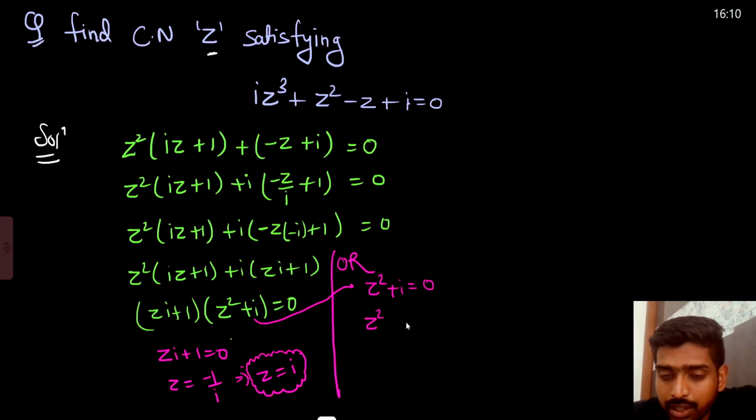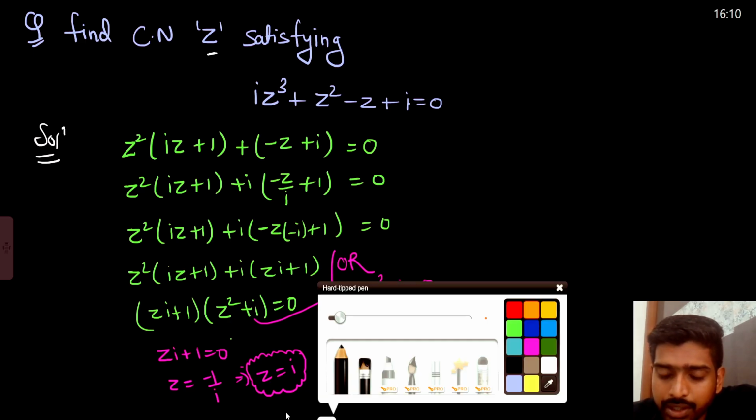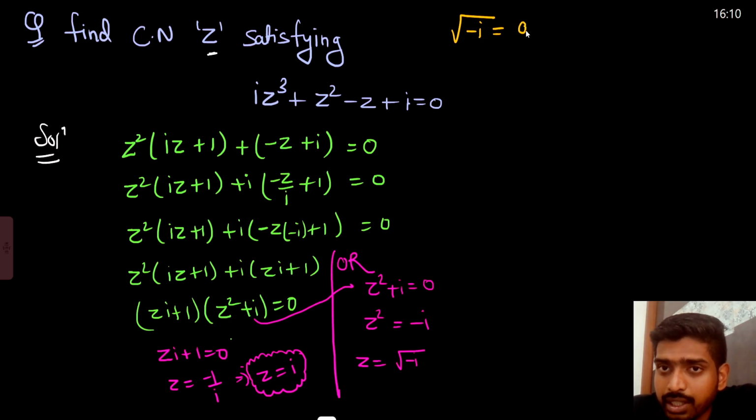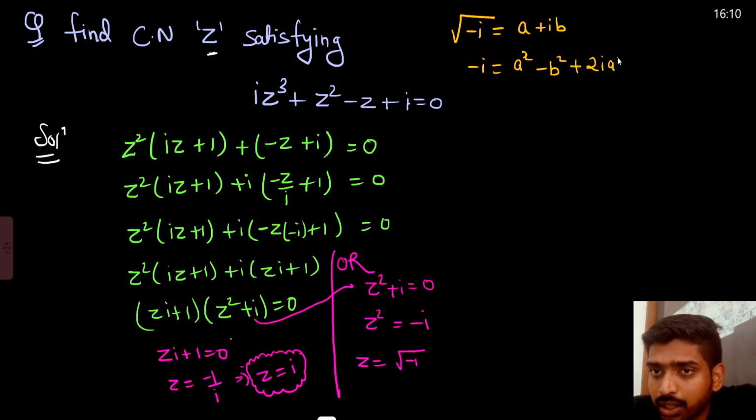So z square should be equal to minus i. Now what is the value of z? The value of z from here will be under root of minus i. Now how to find under root of minus i? We'll use the method to find the square root of any complex number. Under root of minus i I'll assume as a plus i b. Next I'll square both sides, so I'll get minus i is equal to a square minus b square, as i square is minus 1, right? That's why minus 1 will come here. Again plus 2 i a b.